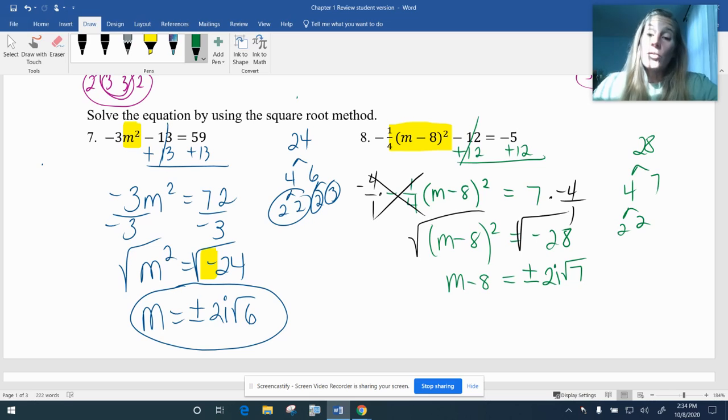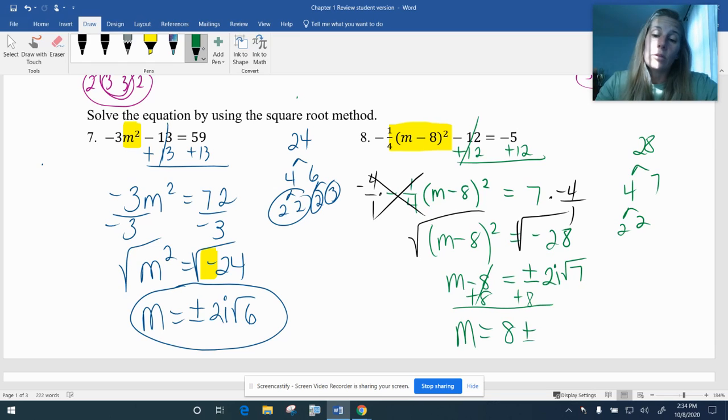Now at this point, I'm almost done, but not quite, because I still have this 8 on the same side of the equal sign as the m. So I'm going to add that over to the other side. Just make sure you put it in the front. So it'll be 8 plus or minus 2i radical 7.